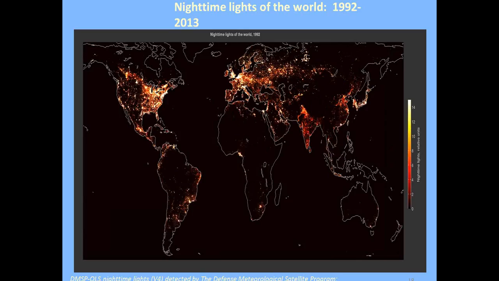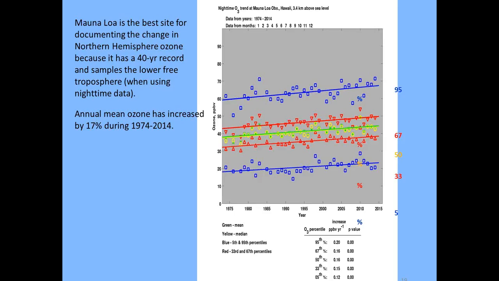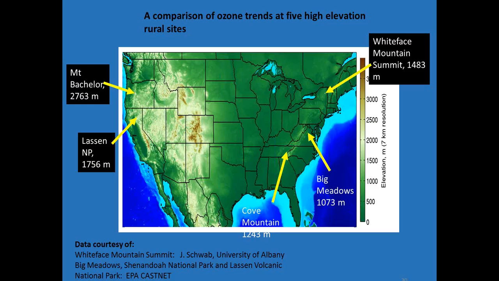Next slide then, this is just our best in-situ observations of ozone upwind of North America. This is the trend of Mauna Loa, Hawaii at nighttime when we're sampling the lower free troposphere, and ozone's gone up by 17% over the last 40 years. And then looking now on the next slide, slide number 11, let's look at how ozone's been changing rurally at high elevation sites across the U.S. I'm going to compare in the East Coast three high elevation sites, Whiteface Mountain, Big Meadow, Shenandoah National Park, and Cove Mountain in Great Smoky Mountain National Park. And on the West Coast, we'll compare it to Dan Jaffe's data set at Mount Bachelor and the National Park Service CASMET data at Lassen Volcanic National Park in Northern California.